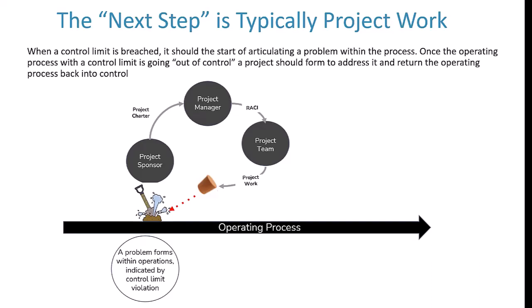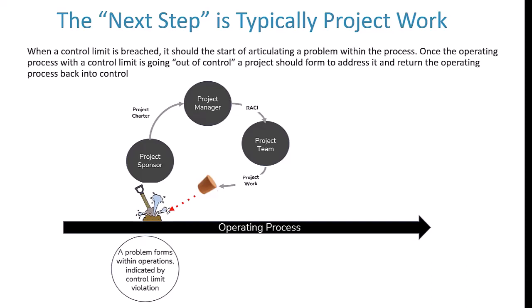So when a control limit is breached, it really is the beginning, if you've set it up correctly, of articulating your problem statement for a project, if you think about it that way. So my control limits are going off the rails, and the process is out of control.